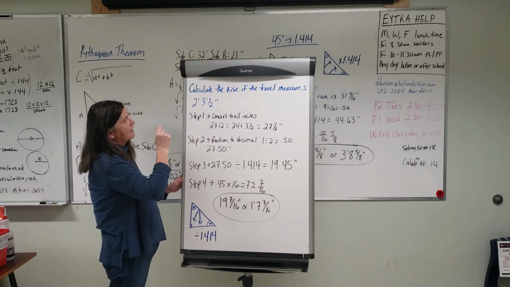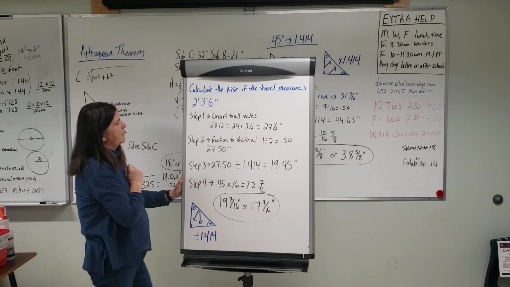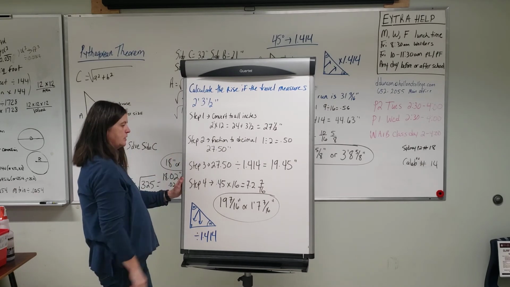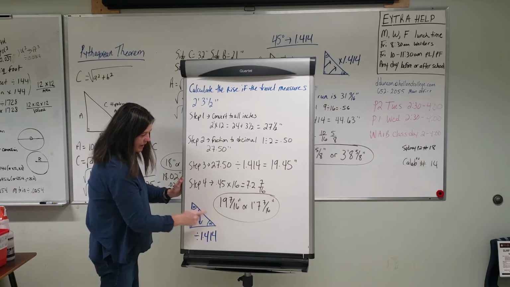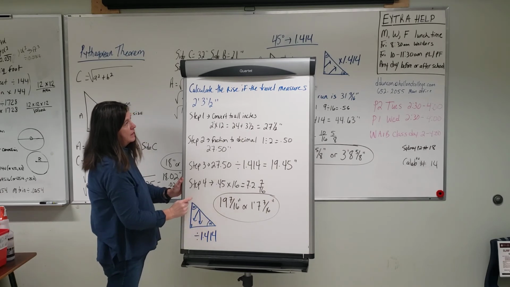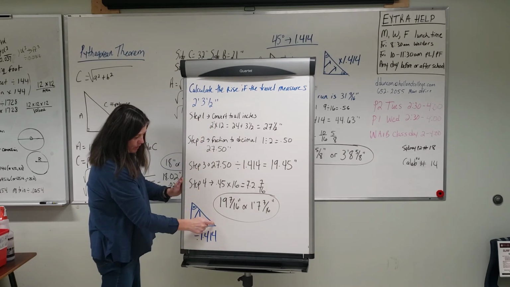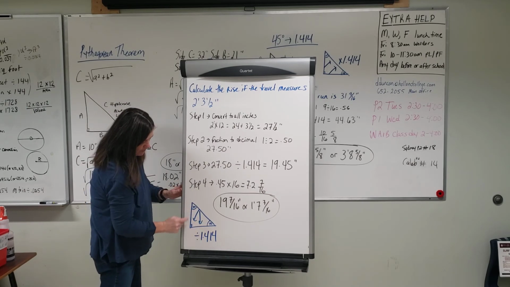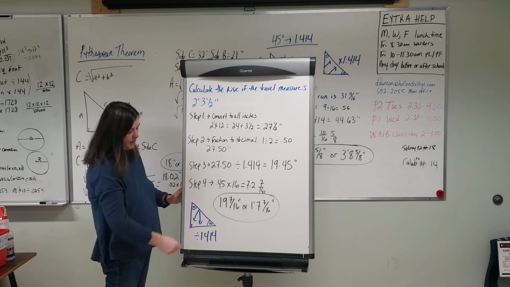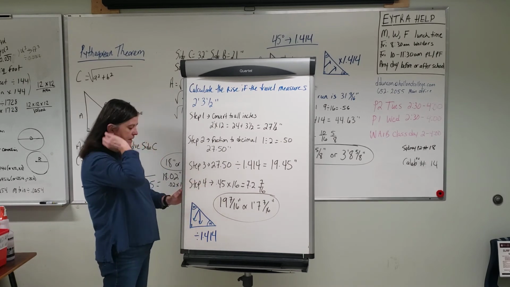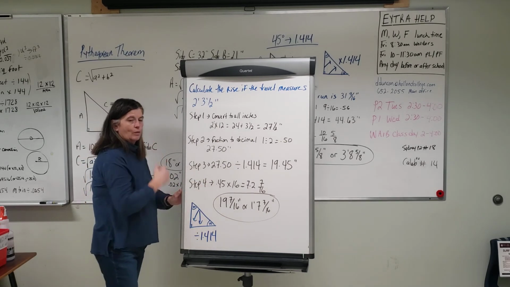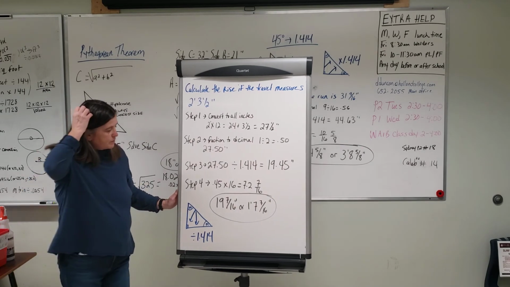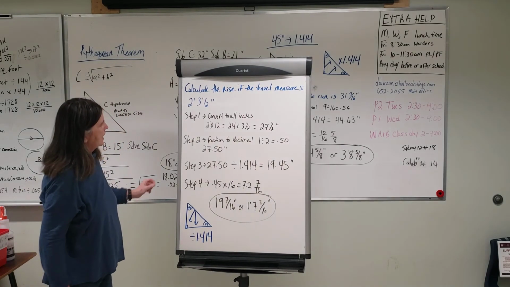So the next one here, calculate the rise if the travel measures 2 feet 3.5 inches. Now this time, we're given this side here, right? The travel, we're given the travel. So we're given the measurement from here to here is 2 foot 3.5, and we're looking for these two sides, which are the same. So when we're going the other way in this, we have to divide by 1.414. But again, there's a few steps we need to get through before we can do that.